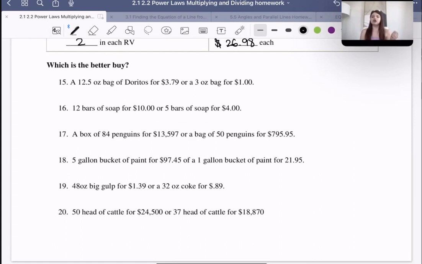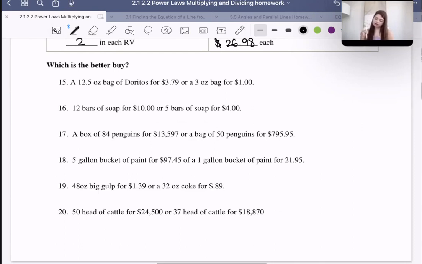We're going to ignore that for this exercise. We're just going to look at what is the unit rate and what is a better buy, assuming this is an item that we're going to be using for a long time. And we just want the best rate for our money. Okay, so which is a better buy? A 12.5-ounce bag of Doritos for $3.79 or a 3-ounce bag for $1?